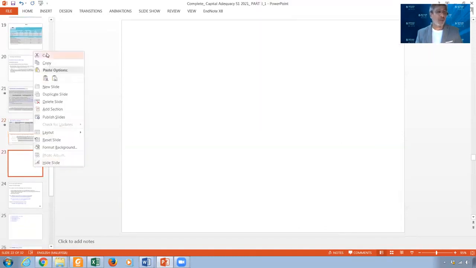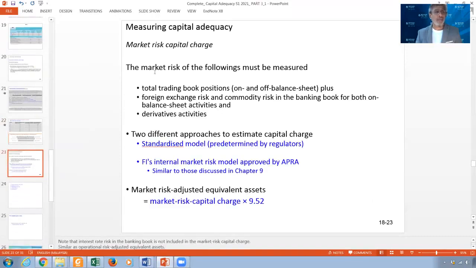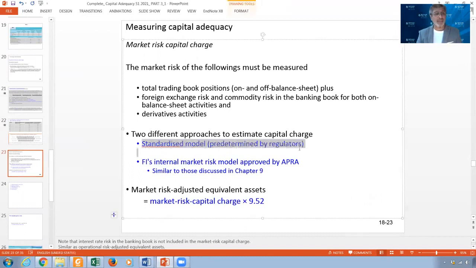Now, let me go to the market risk. Now, the market risk is a big issue, actually. We have two different approaches. We call the standardized model, predetermined by regulators, and we have to use tables, or what we call the internal market risk model, which we will discuss in part 4 after we finish part 3. Now, please understand that what we are calculating here is the standardized model. Now, when we talk about market risk, we are talking about what? We are talking about the trading. And the trading is the trading book.